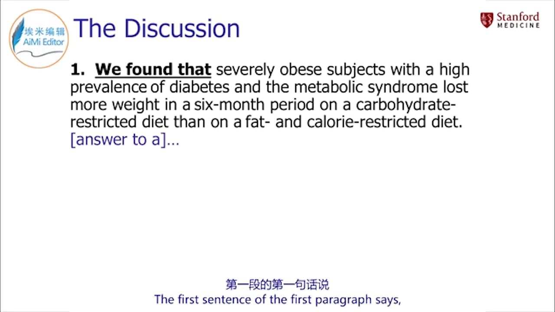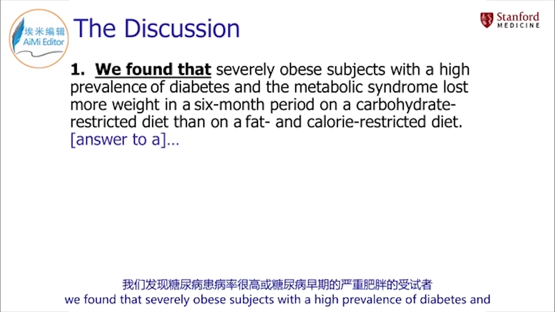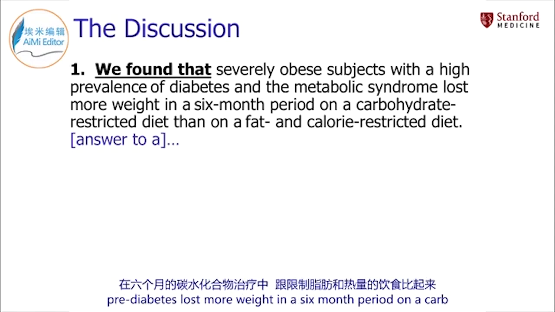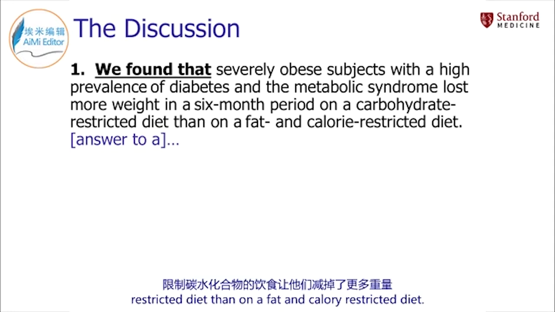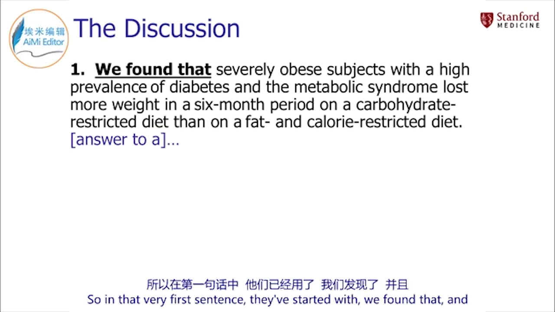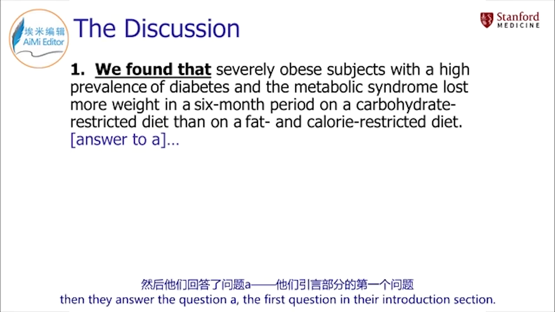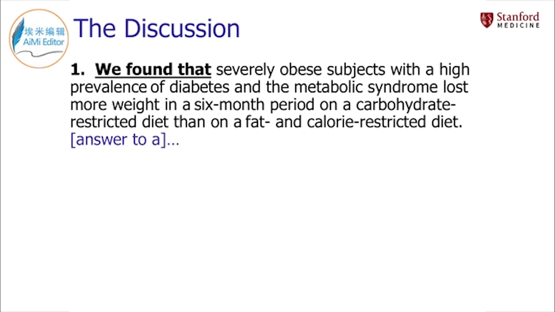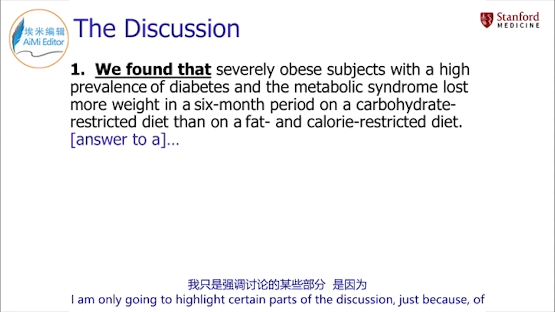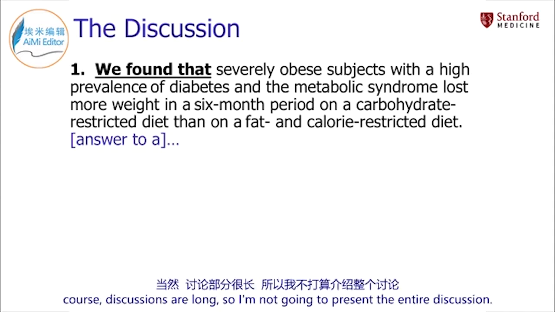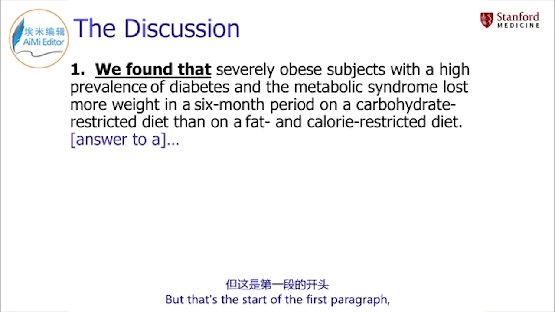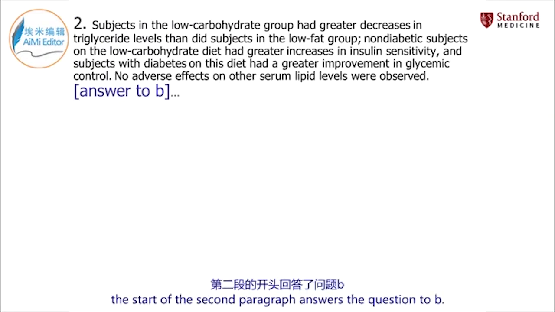The first sentence of the first paragraph says, we found that severely obese subjects with a high prevalence of diabetes and prediabetes lost more weight in a 6-month period on a carb-restricted diet than on a fat and calorie-restricted diet. So in that very first sentence, they've started with, we found that, and then they answer the question A, the first question in their introduction section. I am only going to highlight certain parts of their discussion just because, of course, discussions are long, so I'm not going to present the entire discussion, but that's the start of the first paragraph. The start of the second paragraph answers the question 2B.